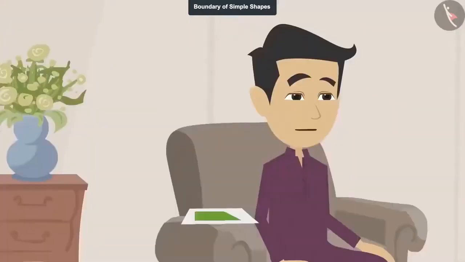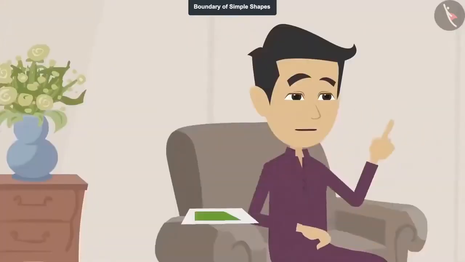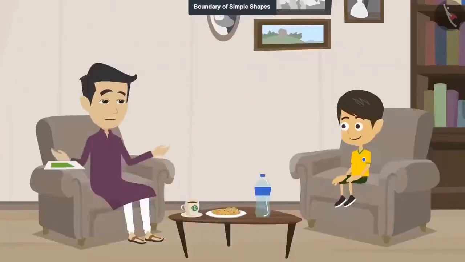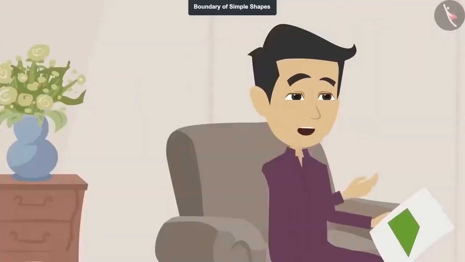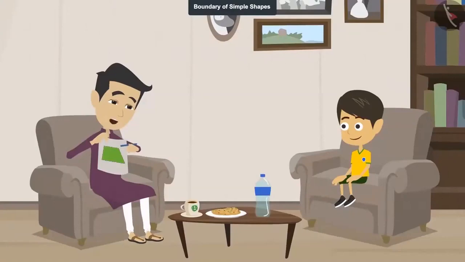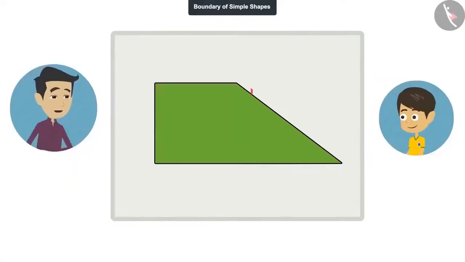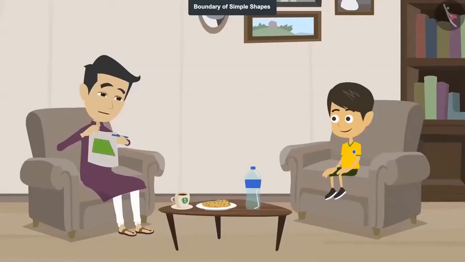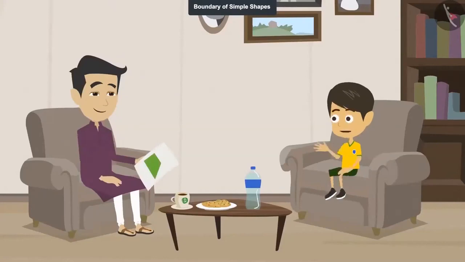Okay, now tell me. The line on all sides of a shape that defines its edge is called the boundary of that shape. I don't get it. I will show you the boundary of the field. Then you will understand it easily. See, this is our farm. This is the line around the field. It shows us where the edge of the field is. So this line is the boundary of this field. Now did you understand? Yes, now I understand. The edge of a shape is called its boundary.